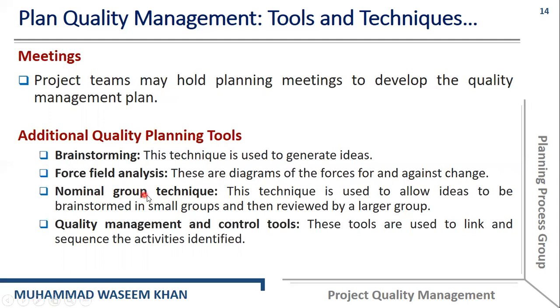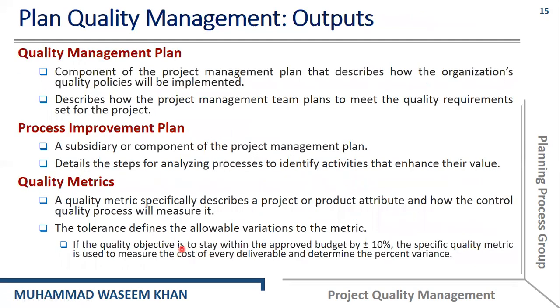We have the nominal group technique as well. Again, this technique was discussed in the previous lectures. This technique is actually used to allow the ideas to be brainstormed in small groups and then reviewed by a larger group. And at the end, we have the quality management and control tools, and these tools are used to link and sequence the activities that are actually identified.